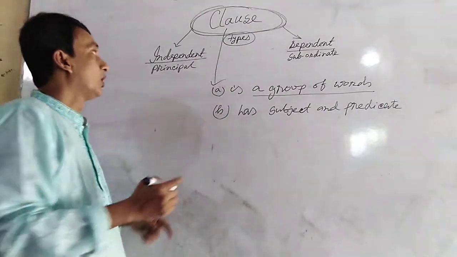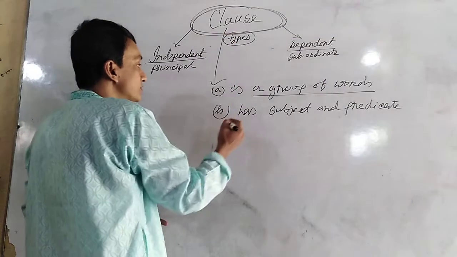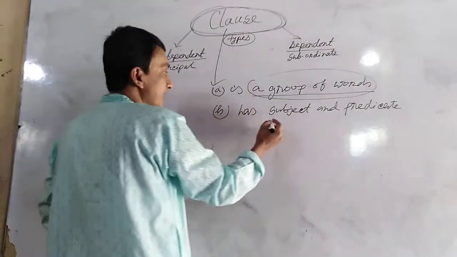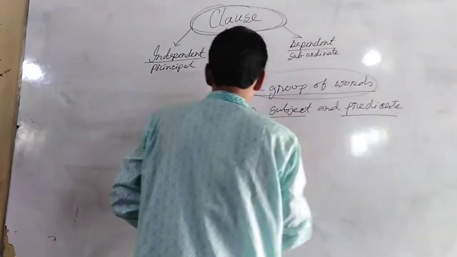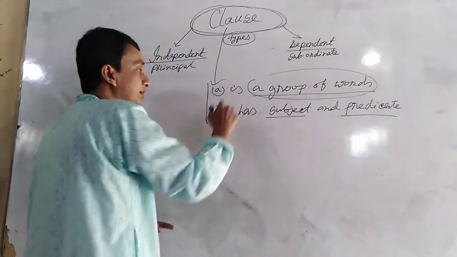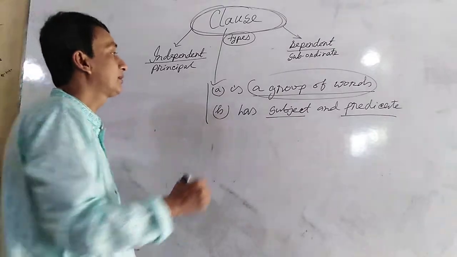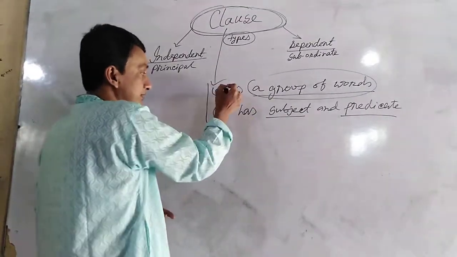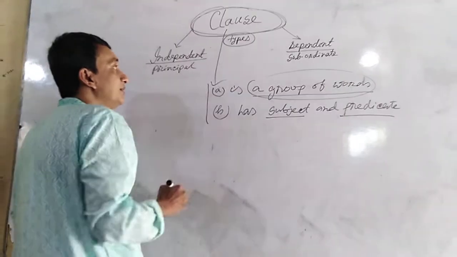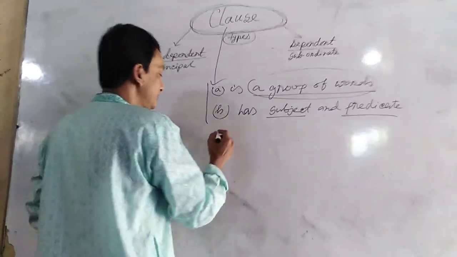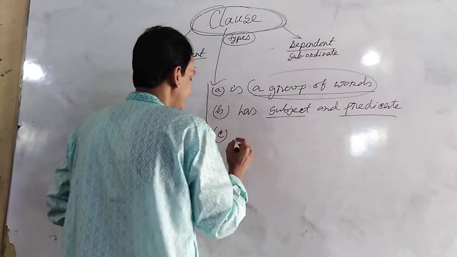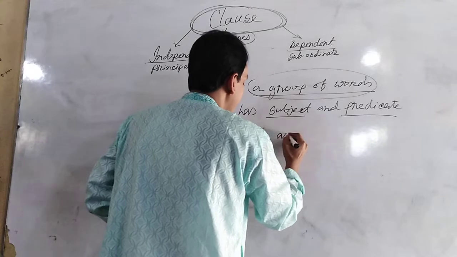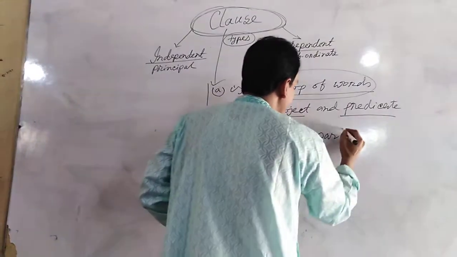We have already got two characteristics of clause. Clause is a group of words. A clause has a subject and a predicate. These two characteristics are the main characteristics of a clause. Besides these two, we will find two other characteristics. These are: acts as a part of speech.